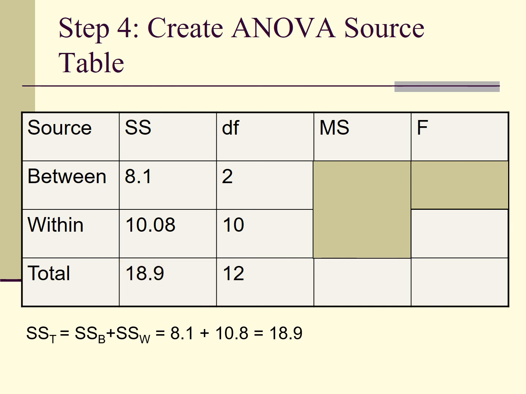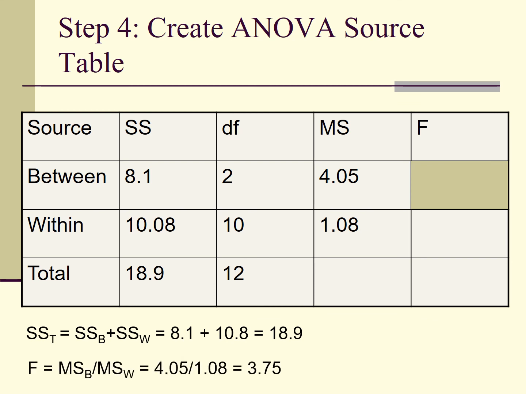The mean square for between is 8.1 divided by 2. It is 4.05. The mean square for within is 10.8 divided by 10, which is 1.08. Finally, the F ratio is the mean square between divided by mean square within, which is 4.05 over 1.08, which is 3.75.